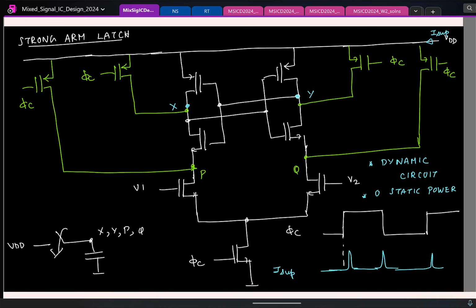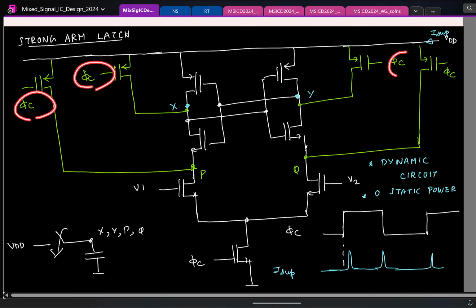That is one advantage of this StrongARM latch. There is no static power consumption; it's purely dynamic. And if you see, I just need one clock phi C. I don't need phi C bar, and all that business.